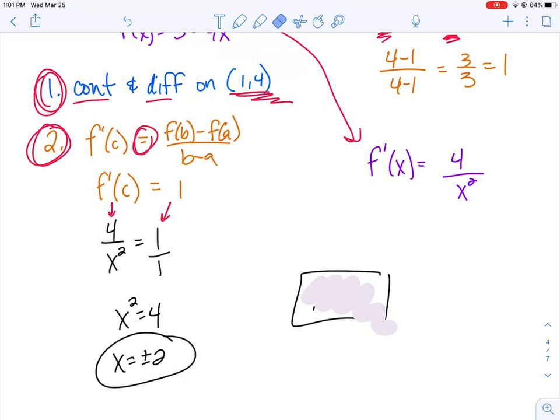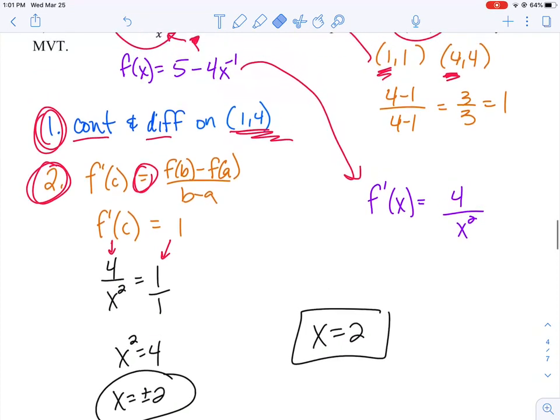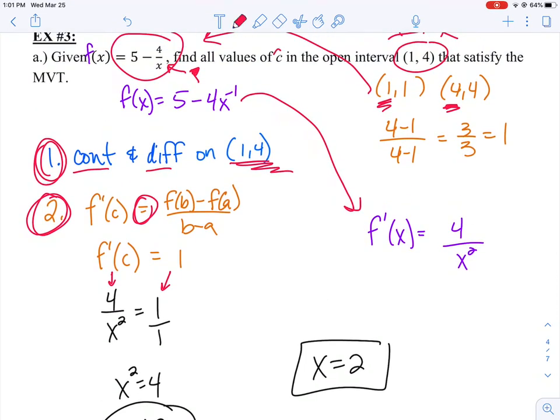Okay? Now, because my interval was between 1 and 4, I don't really need to focus on the negative 2 per se. I only need to find the number in my interval where it satisfies the mean value theorem. And so my final answer really is just going to be x equals positive 2. Or c equals positive 2. Some books call it c, some books call it x. So I know that there is a value in between 1 and 4 where my average rate of change is the same as my instantaneous rate of change. I've used mean value theorem to find that number. It happens to be x equals 2.